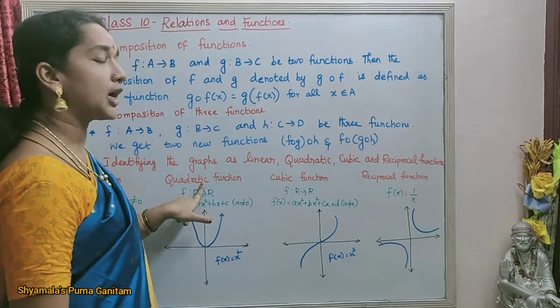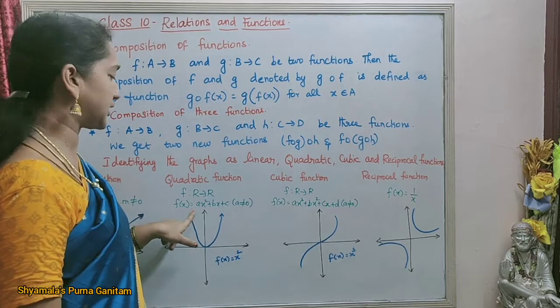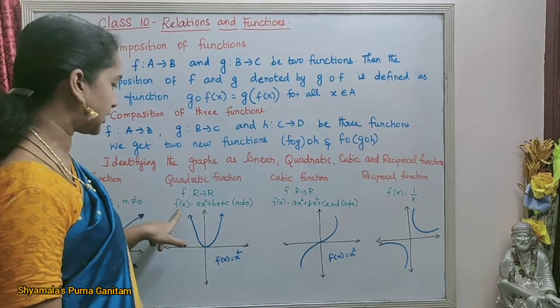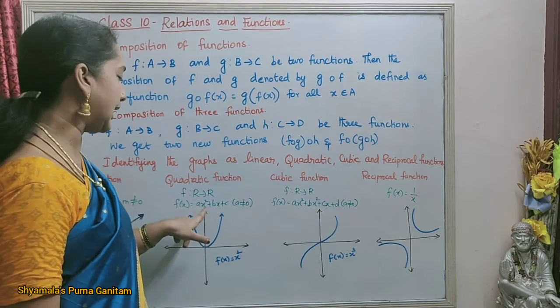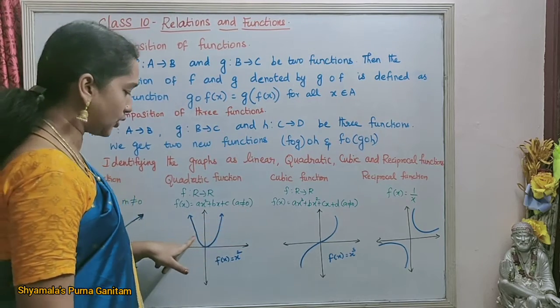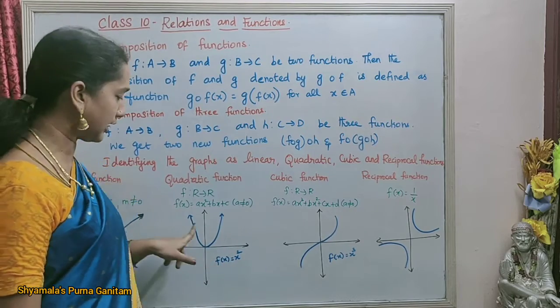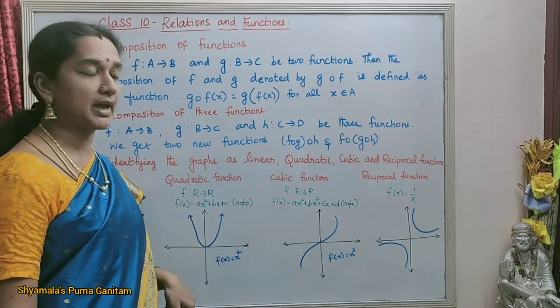Then the next one is the quadratic function. The general form of the quadratic function is f of x equal to ax squared plus bx plus c, where a not equal to 0. We will get a graph like this. The graph is f of x equal to x squared. This shape we call a parabola.